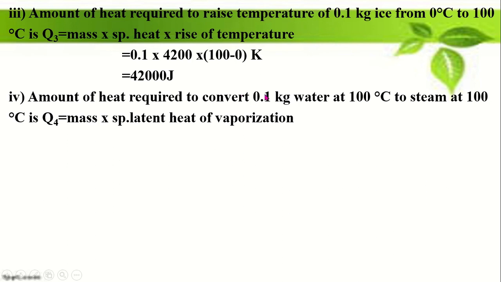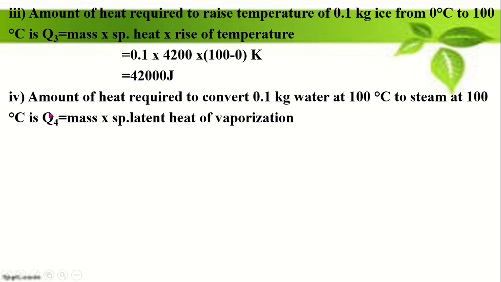Amount of heat required to convert 0.1 kg water at 100 degrees Celsius to steam at 100 degrees Celsius. That is the fourth step. In this step, water at 100 degrees Celsius will reach steam at 100 degrees Celsius. So again, we are seeing that temperature is not changed, but the water will reach steam. So here the state of the object is changed, but the temperature is not changed. That means latent heat of vaporization is used.